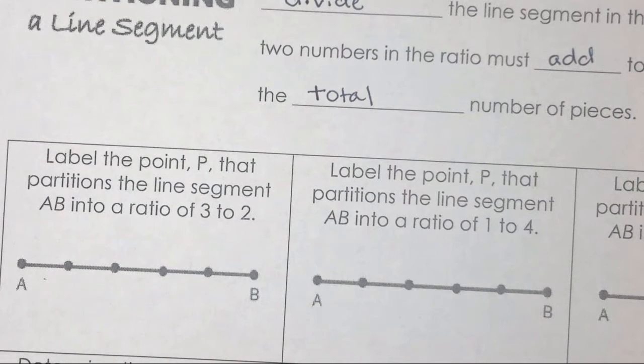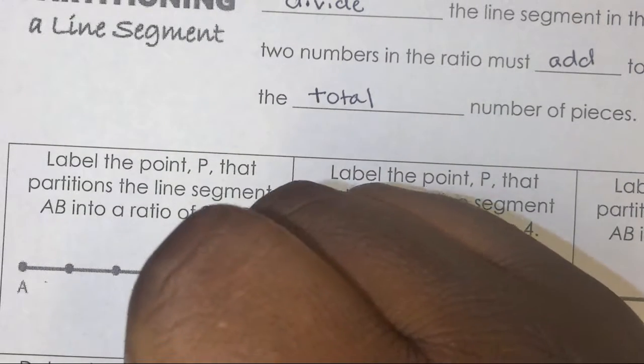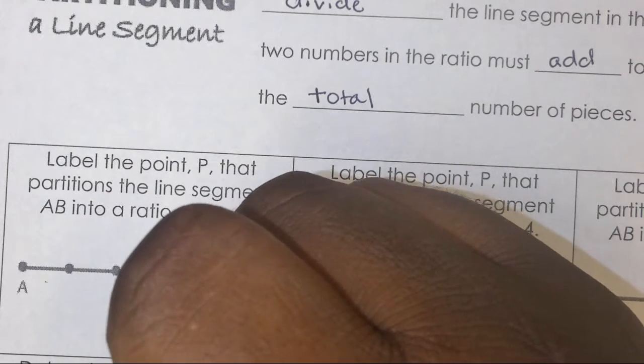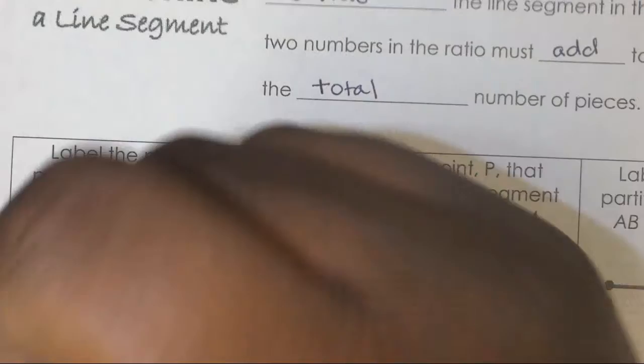You agree? They want you to split that line segment AB into a ratio of 3 to 2, going from A to B. So where would I put point P at? The partition point. You put it on yours and I'm gonna put it on mine. We'll see if we put ours in the right spot. My partition point, I put mine right here. For me, this will split my line into 3 and 2.